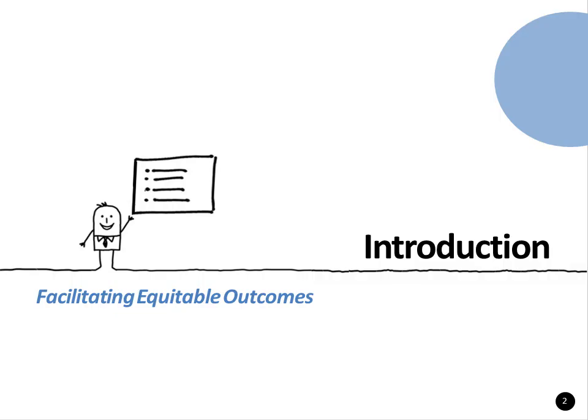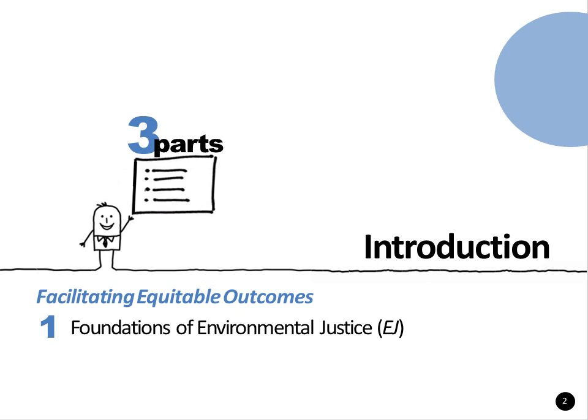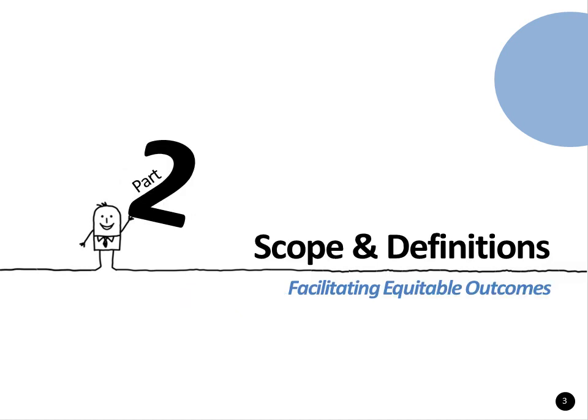If you have viewed the first part of Facilitating Equitable Outcomes, you'll know that the training has 3 parts. From Part 1, you'll also know about the foundations of environmental justice and its role in transportation decision-making. In this video, Part 2, we'll explore the scope and key definitions that apply to environmental justice analysis. The next video, Part 3, presents a methodology for a project-level environmental justice analysis that incorporates concepts presented in Parts 1 and 2. With that, let's start reviewing the information.